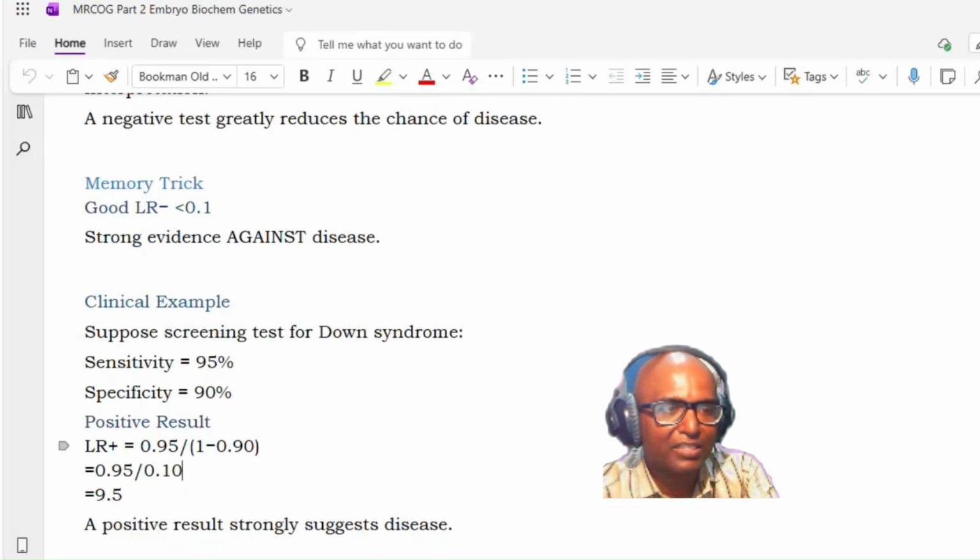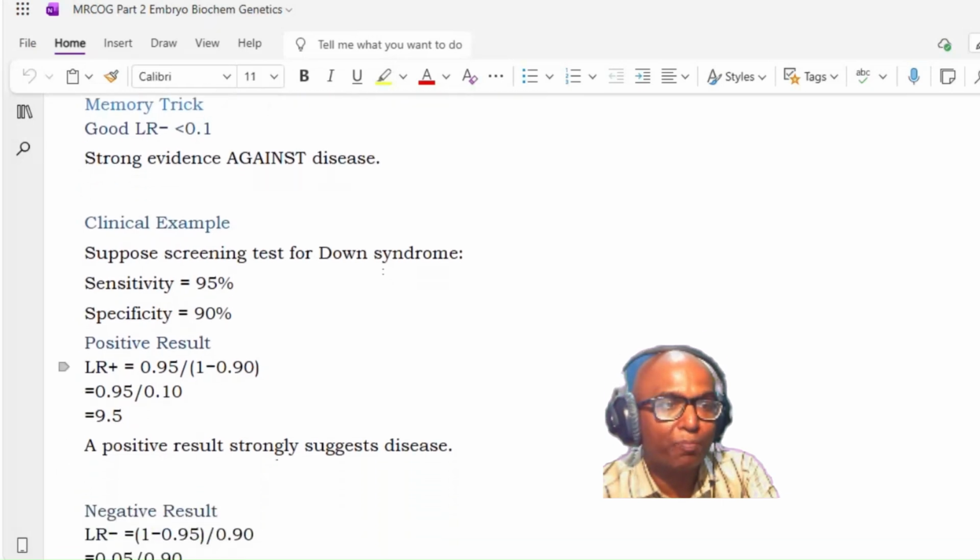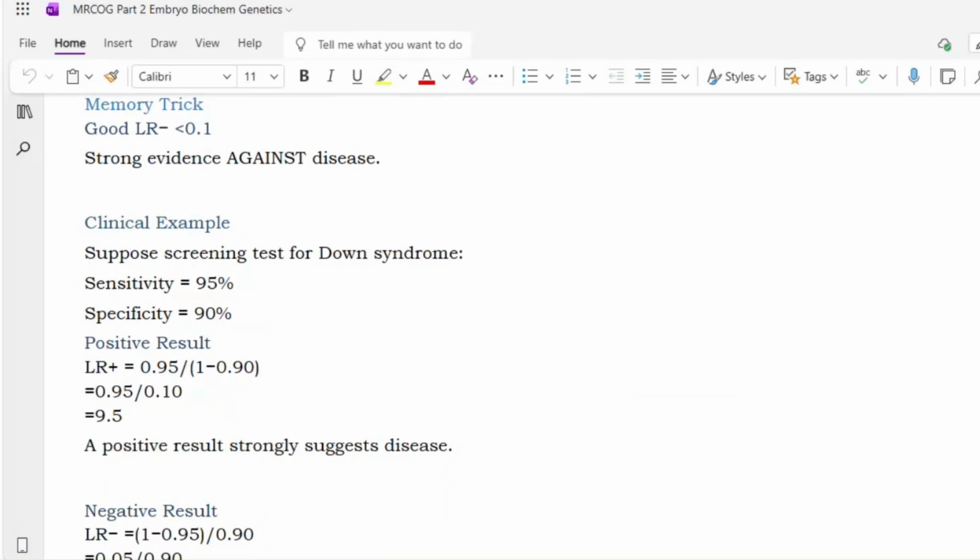That is 0.95 divided by 1 minus 0.9, so 0.95 divided by 0.1 equals 9.5. So a positive result strongly suggests the disease. This is my impression as a clinician, that a positive test is telling about the evidence. 9.5 is high, so the patient is likely having the disease.